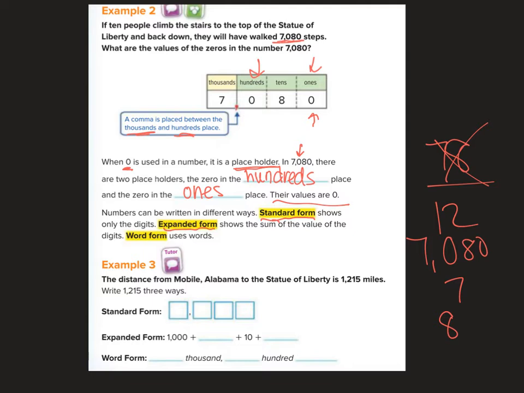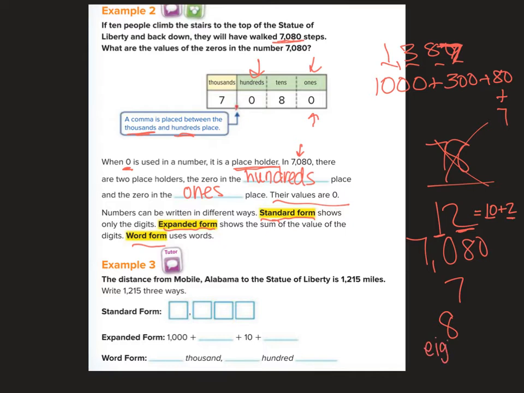Expanded form. So that would be like if I had 12, I would say 12 is 10 plus 2. I put the value of the 1 is 10. The value of the 2 is 2. If I were going to do 1,380, I would say the expanded form is 1,000 plus 300 plus 80. And then if this was 1,387, then I would add 7. So I do the value of each one as expanded form. And then word form just uses words. So for this one, I would write out 8.